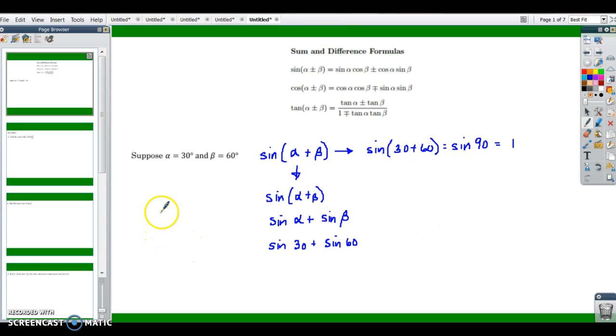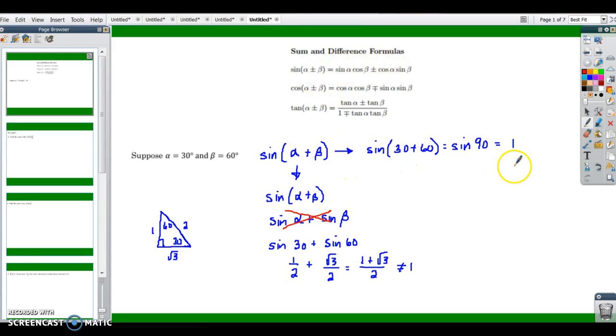I know from my special right triangle, my very poorly drawn 30, 60, 90 right triangle, that the sine of 30 is 1/2, and the sine of 60 is root 3 over 2. That clearly does not equal 1. That would just be 1/2 plus root 3 over 2, which does not equal 1. So you cannot just distribute the trig function to the two angles that are in the parentheses. You have to follow the formula.